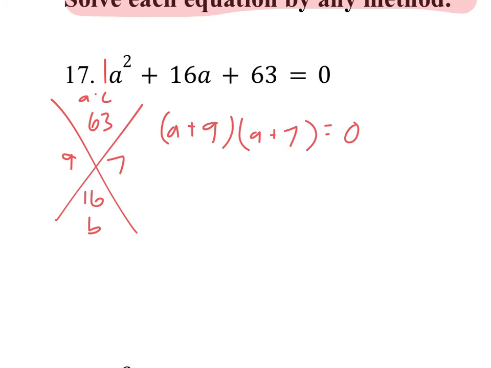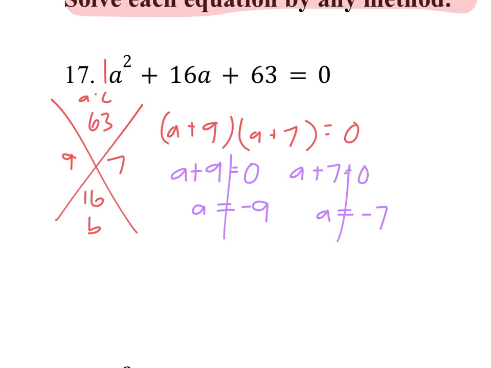Now that I have these two factors that are equal to 0, I can create 2 equations. One of them as a plus 9 equals 0, and the other one as a plus 7 equals 0. This is because the zero product property tells me that if 2 things multiplied together give me 0, that means at least one of those things has to be 0. So we're going to solve both of these equations for a, and I'm going to get that a equals negative 9 and a equals negative 7. And these would be your final answers for this one.